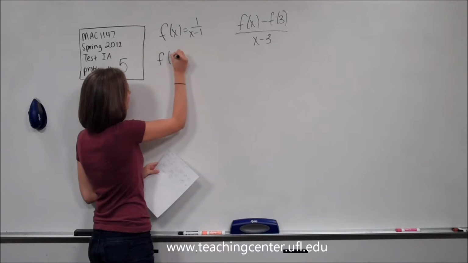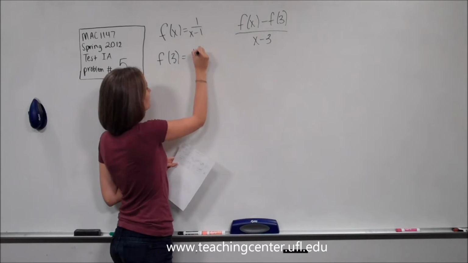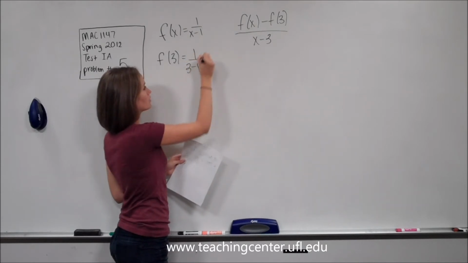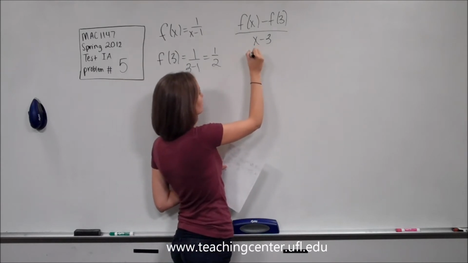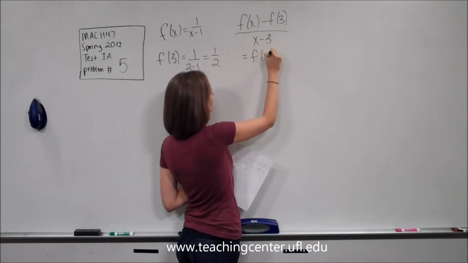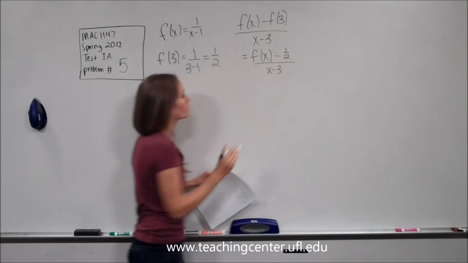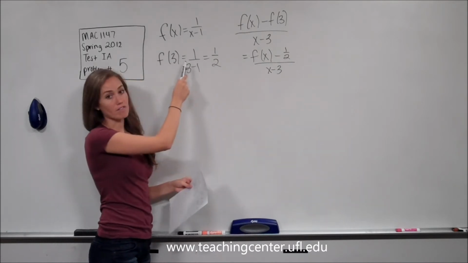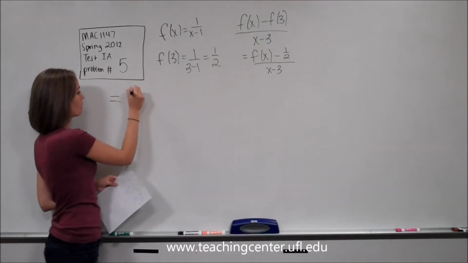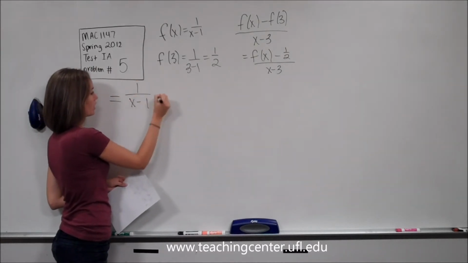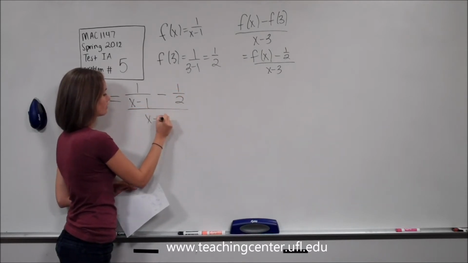So f of 3 means we just plug in x equals 3 for all of our x values. So this becomes 1 over 3 minus 1, which is equal to 1/2. Now we can rewrite this as f of x minus 1/2, all over x minus 3. And now let's plug in our f of x. So then it turns into 1 over x minus 1 minus 1/2, all over x minus 3.